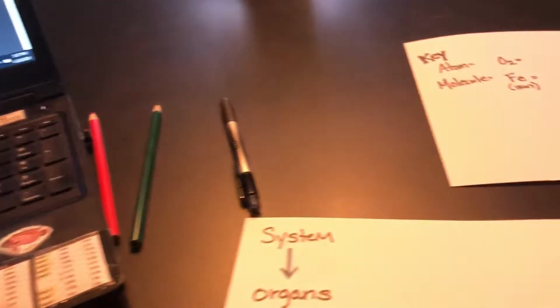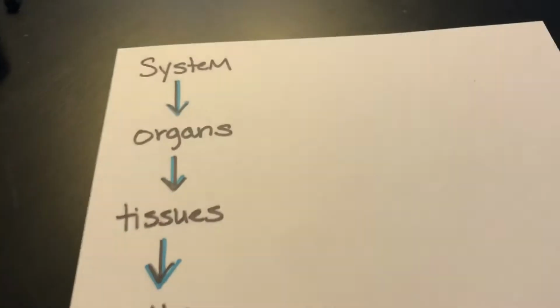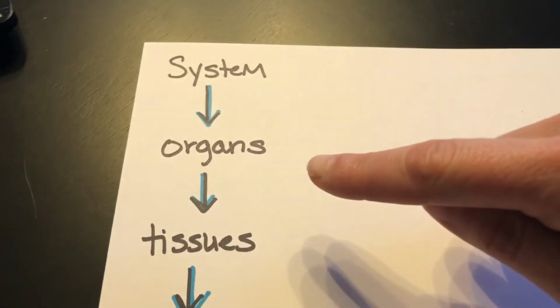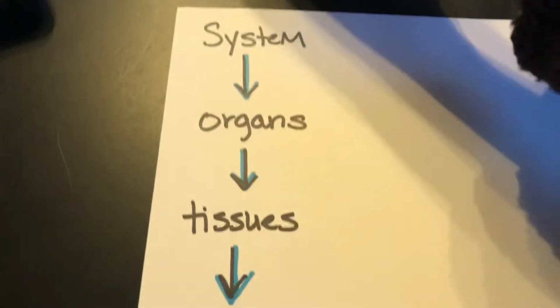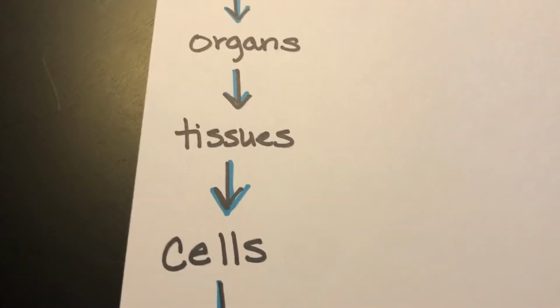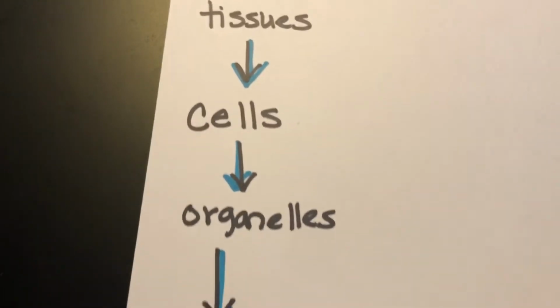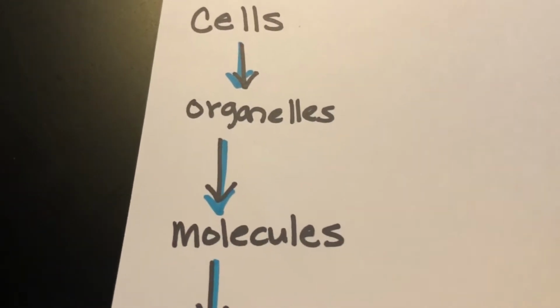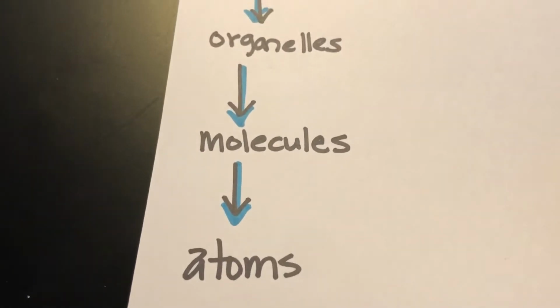Okay, the first thing I want to go over is just a little science reminder about how our body is set up. So we have systems in our body that are made of organs, and those organs are made of tissues. And yes, there's other stuff in between. Tissues are made of groups of cells. Cells have organelles, which you might remember learning about in elementary school. And then it breaks down even smaller to molecules, and molecules are groups of atoms.